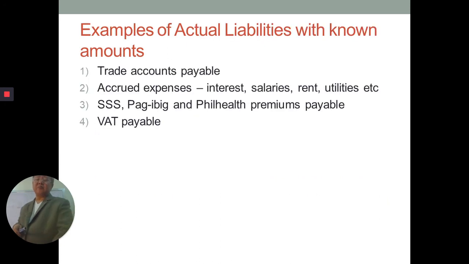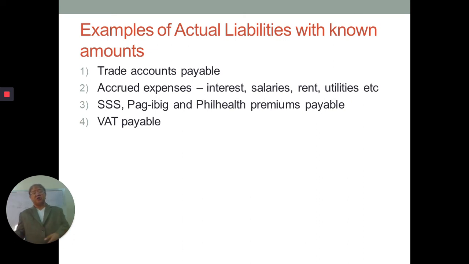So these are examples of actual liabilities with known amounts. Okay? You have trade accounts payable. Why? Because that represents the purchase you made from a supplier. Okay? So in which case, you know how much you owe to the supplier, for goods that you have ordered or that were delivered to you.